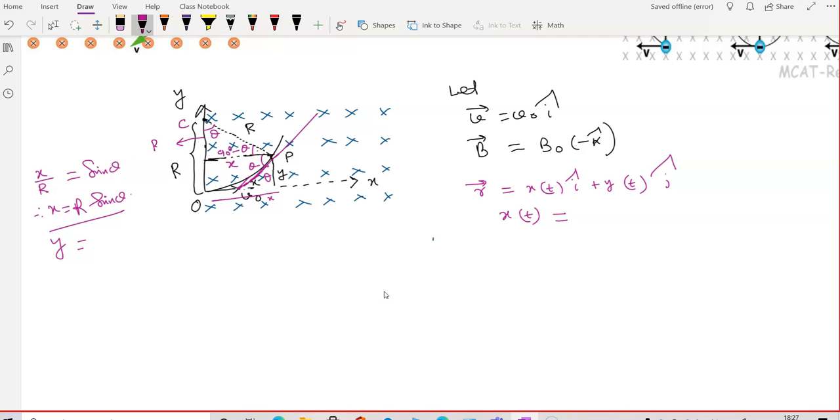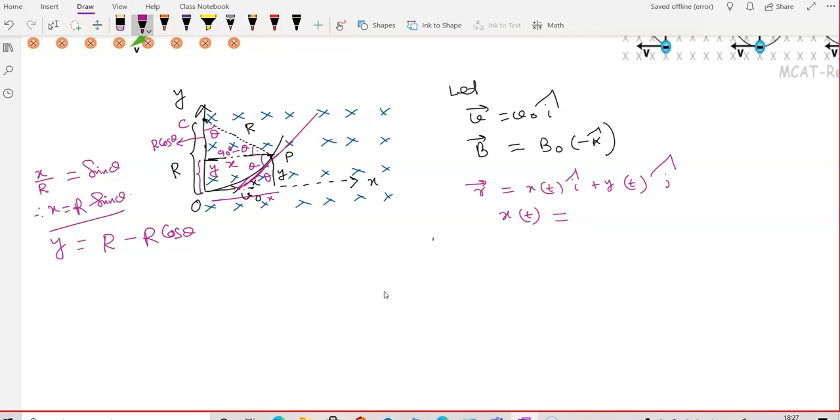This thing is r cos theta. So the CO part is r and this is r cos theta, then this is y, which means this small part is also y. So y is going to be the total distance r minus r cos theta. Isn't it?